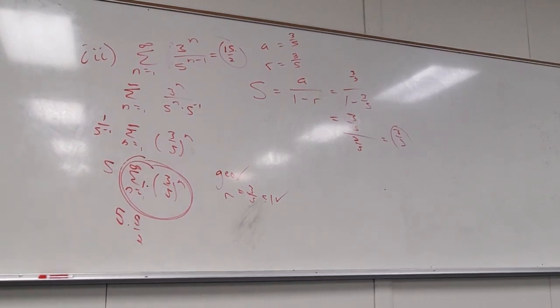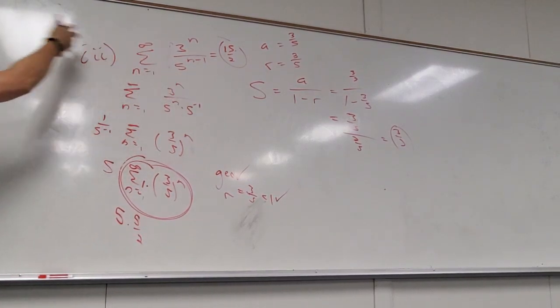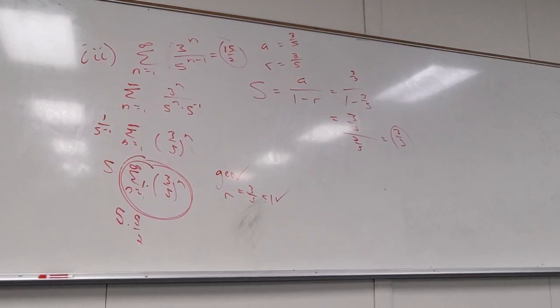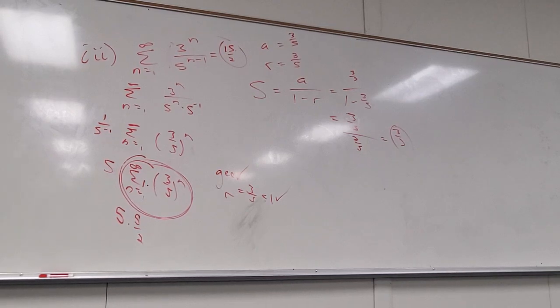Let's do it that way also. Why not? Why not just overdo a problem until it's just crazy? So what if we get to this point here, but we leave the 5 in. Now what's A1? It would be 5 times 3/5, which is 3. Is everybody cool with that? When n is 1, 5 times 3/5 is 3. R is still 3/5. So then S would be A over 1 minus 3/5, which is 3 over 2/5, which is 15/2 still, of course, right?